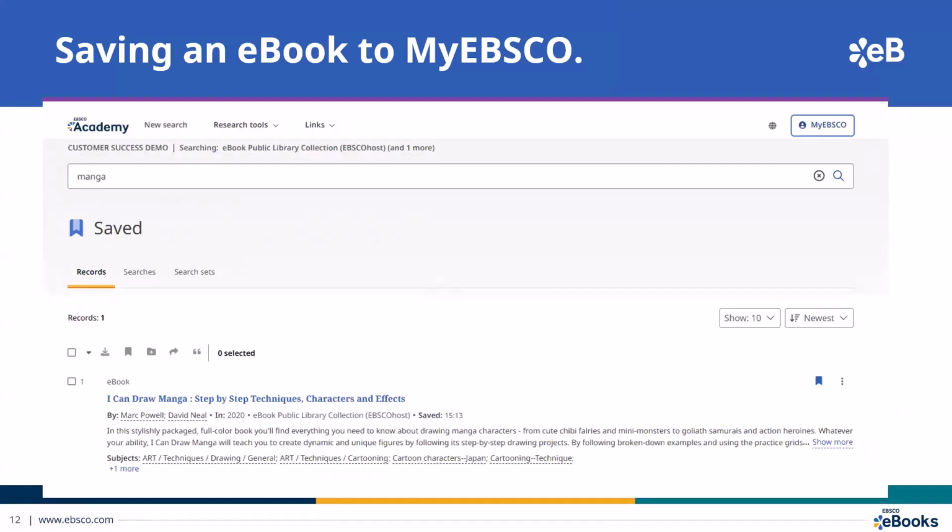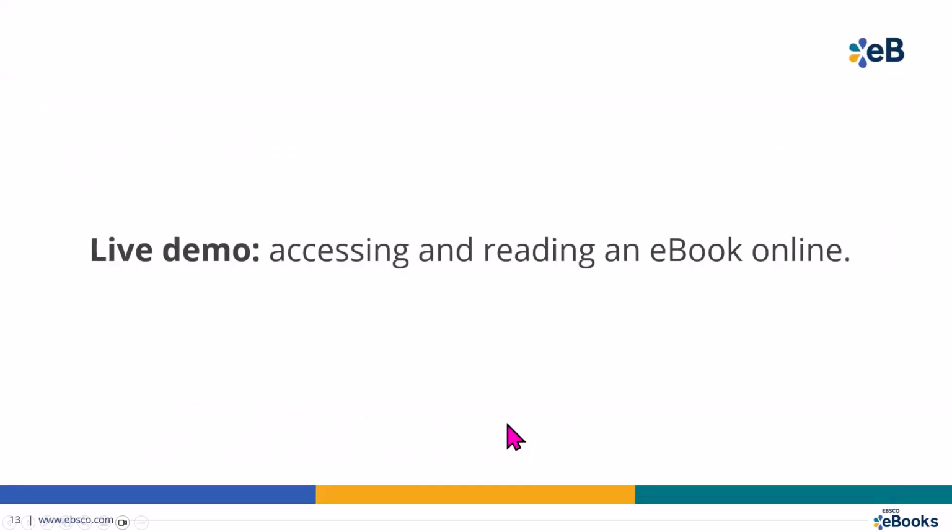Once he's saved the record in MyEBSCO, he will navigate to Saved, and in the Records section, this is where he'll find that title. He's also then able to click on the title link to view the ebook and so on. Okay, so now we've looked at the steps that Tom has taken to access his title. We're now going to go ahead and perform a live demonstration of the process.